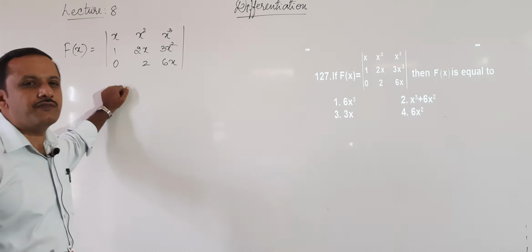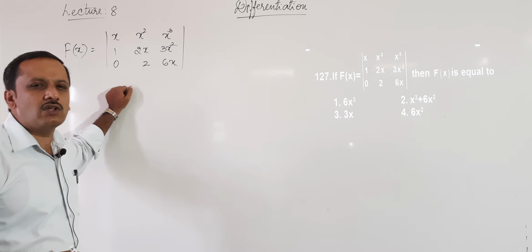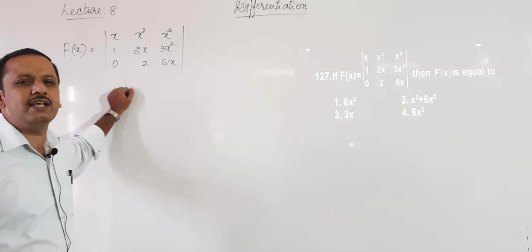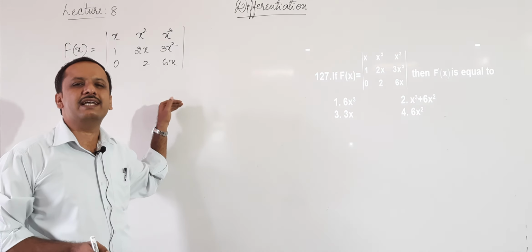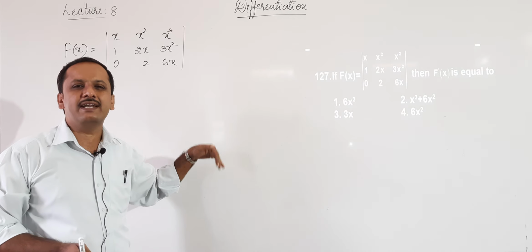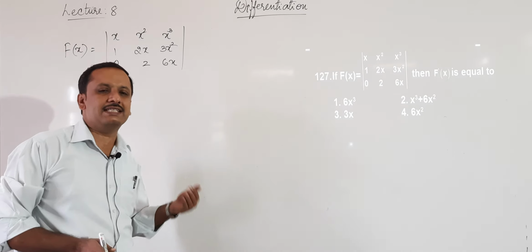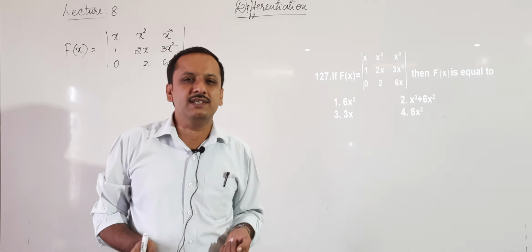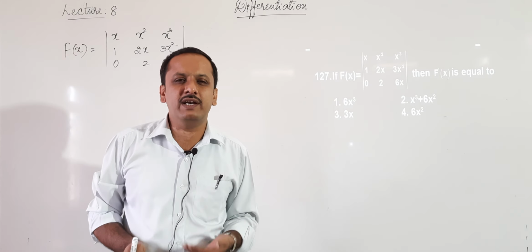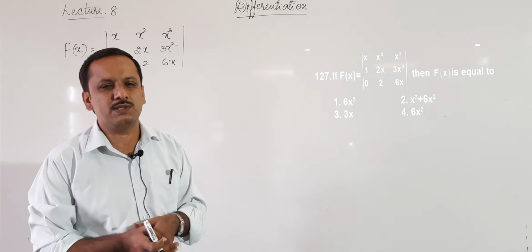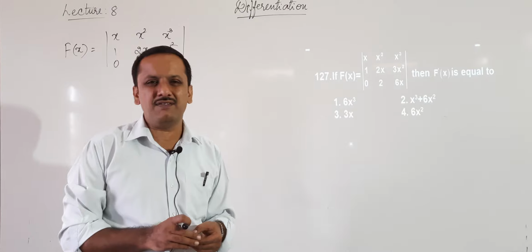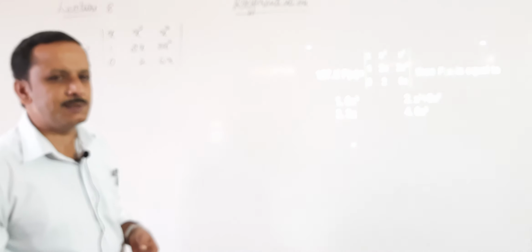Or else, if you want to differentiate a determinant, that also can be done, by differentiating one row at a time. First row we have to differentiate by keeping second and third rows as it is, plus another determinant where you differentiate the second row, keeping first and third rows as it is, plus one more determinant where you differentiate the third row keeping the first and second rows as it is. That is one way of solving it, but that is time consuming as far as this problem is concerned. So, I will go for the expansion of this determinant and then I will differentiate.